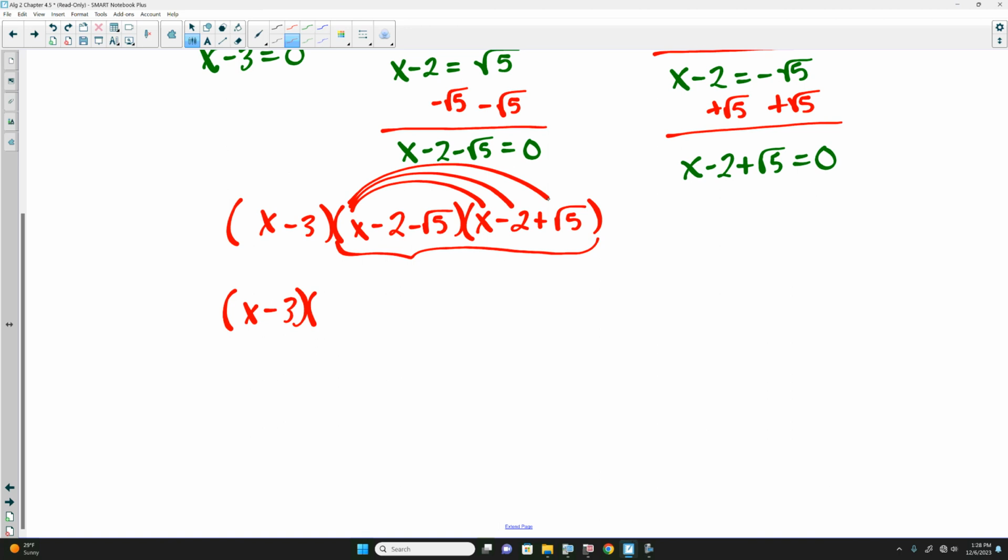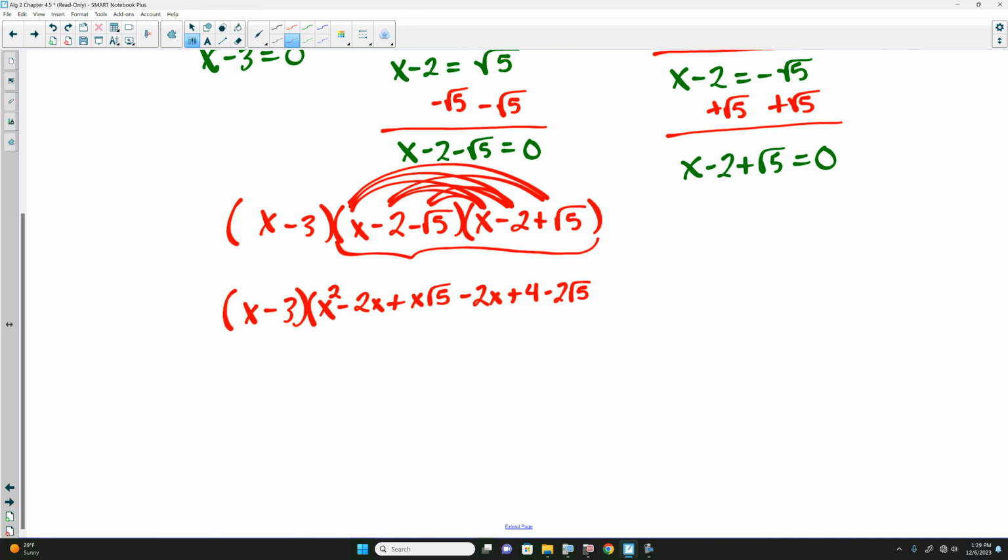So we're going to do x times x is x squared. X times negative 2 is negative 2x. X times square root of 5 is plus x square root of 5. Then we'll do the same thing with negative 2. Negative 2 times x is negative 2x. Negative 2 times negative 2 is plus 4. Negative 2 times square root of 5 is negative 2 square root of 5.